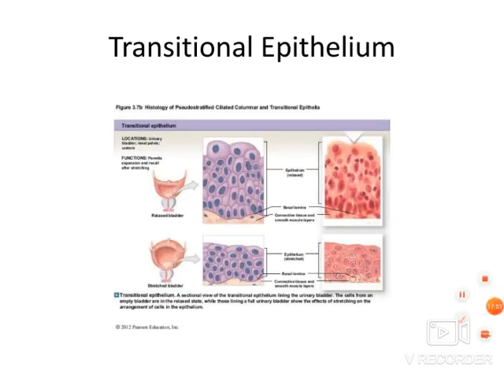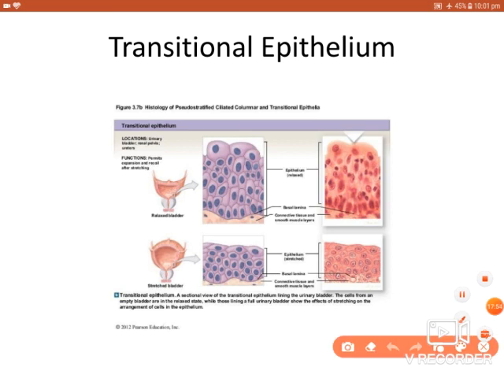Here you are seeing the transitional epithelium. See the basement membrane, the basal lamina. These are the basal cells, which are columnar. The middle cells are polygonal. The superficial cells are umbrella-shaped cells. When the bladder is empty, in a relaxed state, this is the appearance of the cells. This is the lining epithelium, the urothelium.